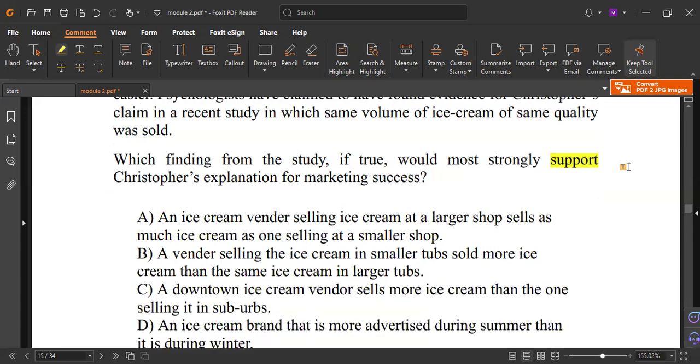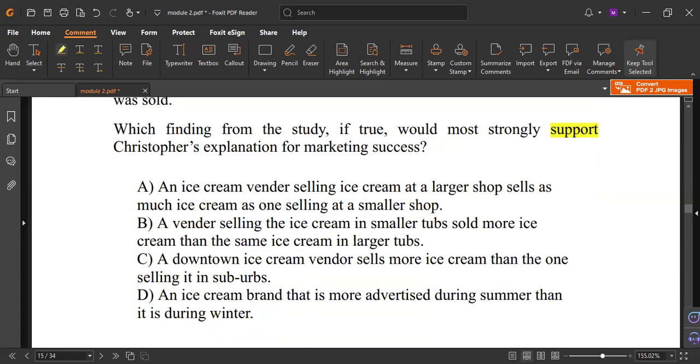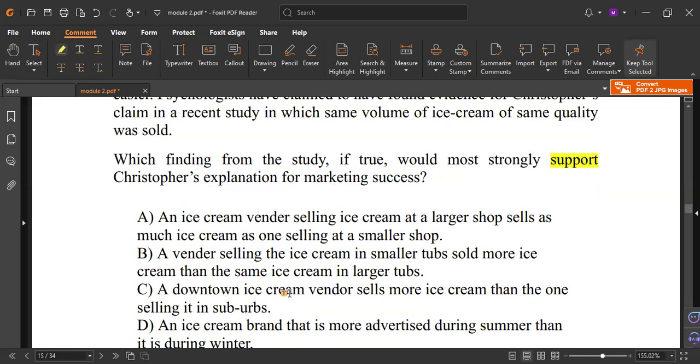D. Might be. So you believe it's letter D, but no, try again. Yeah, because letter D does not talk about sales. He said ice cream brand is more advertised during summer than in winter. It does not give us anything for explanations for marketing. It's talking about advertising, so it does not support D. So D is no.